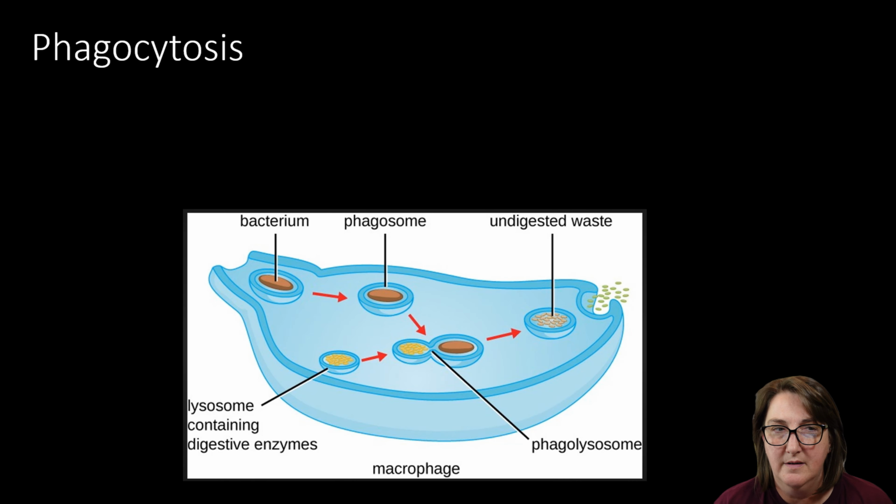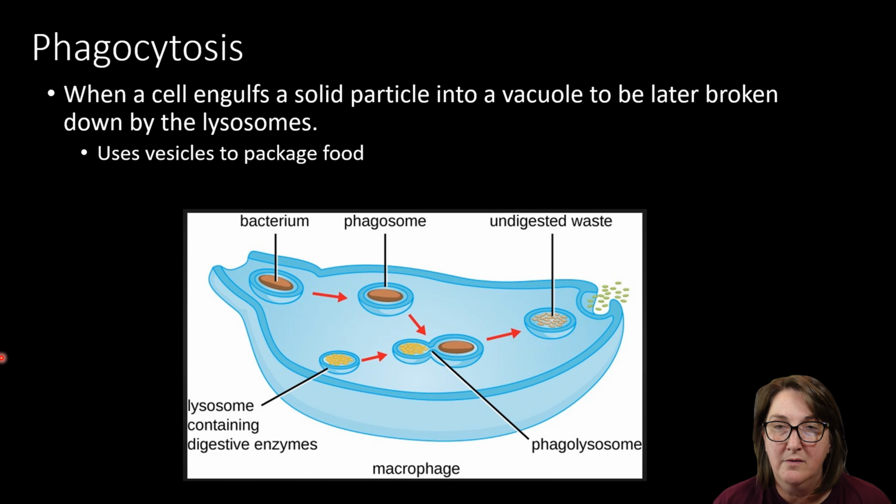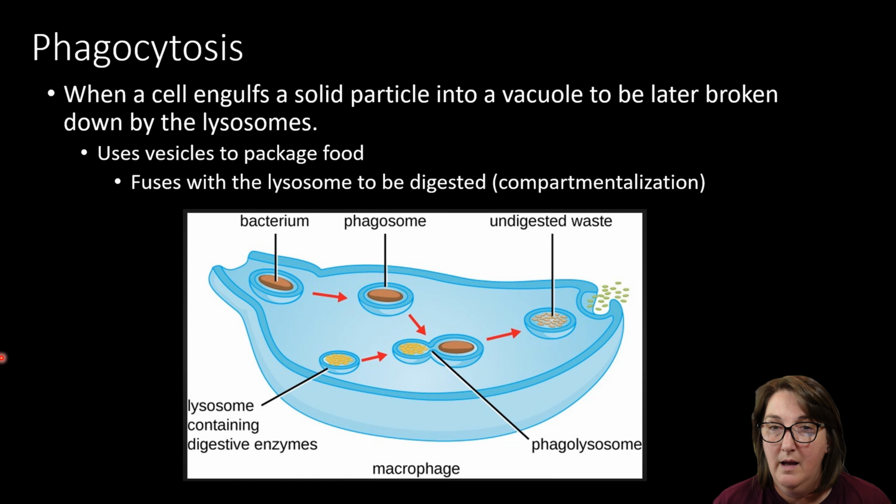So with phagocytosis, here's an example of me having food vacuoles and lysosomes coming in to break down. You can see that I have my food vacuole, lysosome is going to come in, it's going to fuse, it's going to become all one piece, and then whatever gets recycled will get reused, and then whatever isn't is pushed out of the cell. So they're going to use vesicles to package food. And then this is a good example again of compartmentalization. This is allowing lysosome to come in, to fuse, to break down what's inside this vesicle, so it's not interfering or stopping other processes from happening inside of the cell.